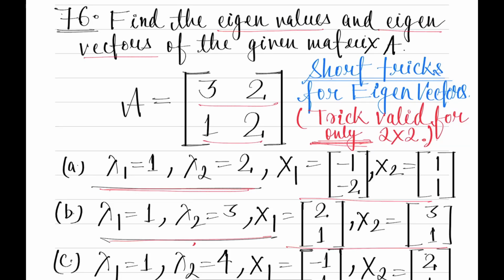Problem number 7-6. Find the eigenvalues and eigenvectors of the given matrix A. The matrix we have is 3, 2, 1, 2, and we have 4 options. Now this problem number 7-6 is just our previous problem. We will use a short trick for 2 cross 2.